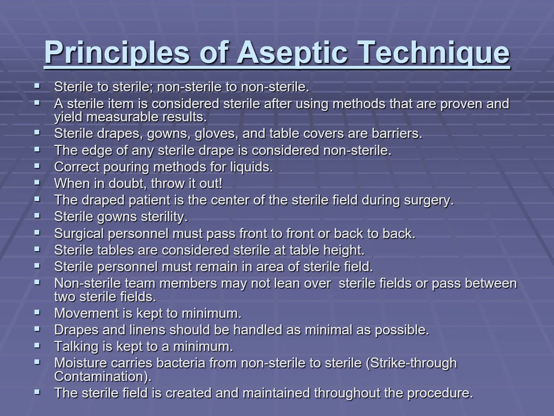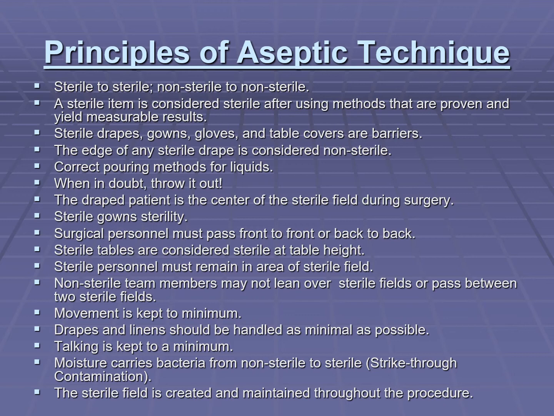Sterile gowns are sterile from fingertips to 2 inches above the elbow and from mid-chest to waist, unless we are standing at the back table or the OR table. Then that parameter can change a little bit. All right, surgical personnel must pass front to front, right? That's the sterile part of the gown to the sterile part of the gown, or back to back, non-sterile part of the gown to non-sterile part of the gown. That just makes sense. Sterile tables are considered sterile at table height, that top surface only. Sterile personnel must remain in the area of the sterile field.